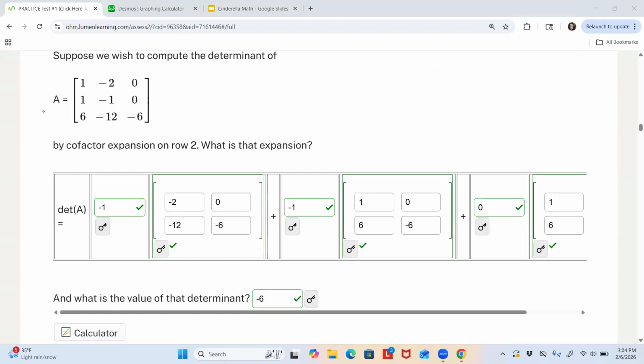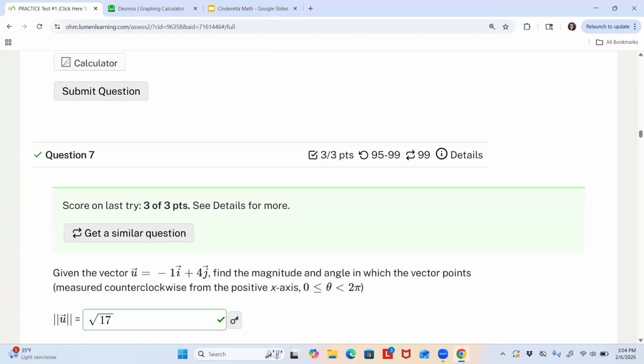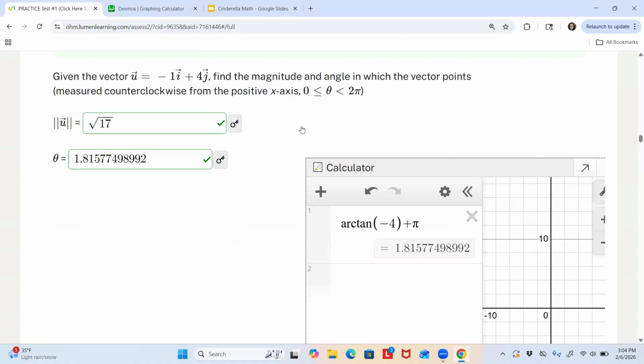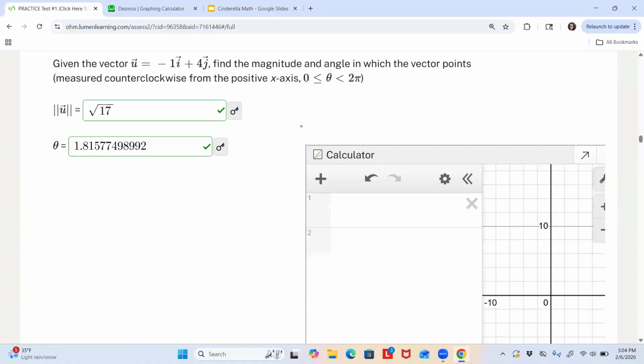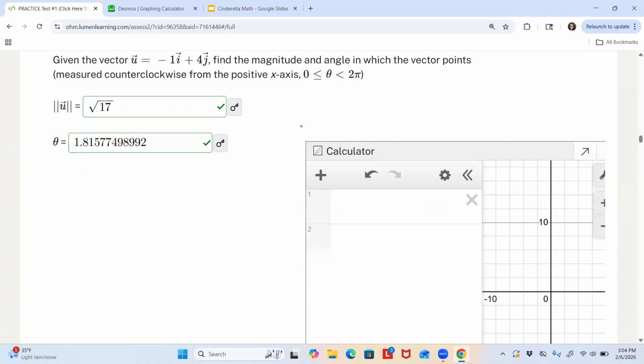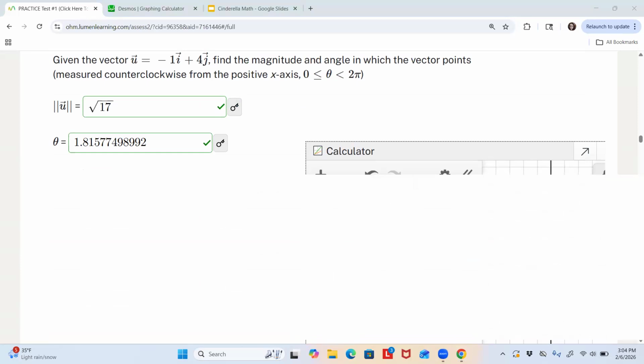And you can do that around any row or column, actually. They just told us to do row 2. Alrighty. We are given a vector. Find the magnitude and the angle in which the vector points, measured clockwise from the positive x-axis.